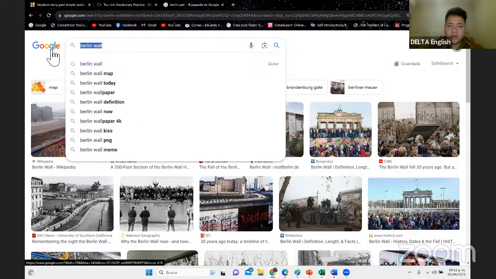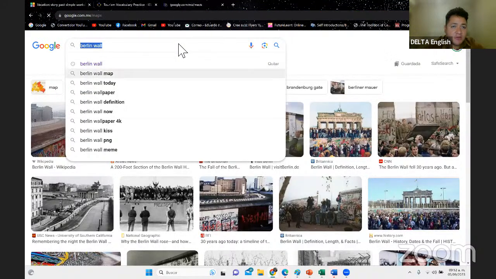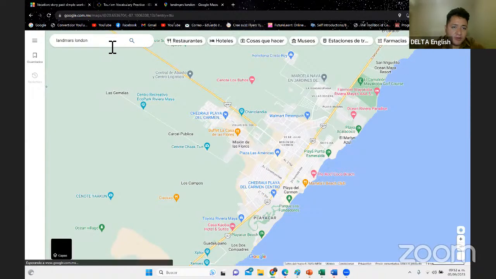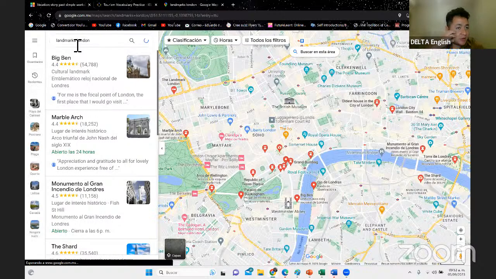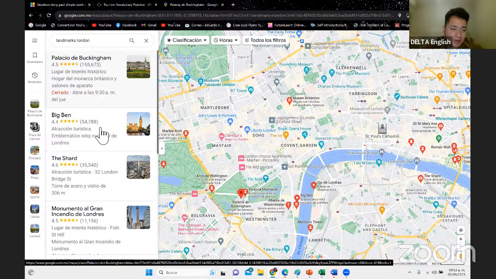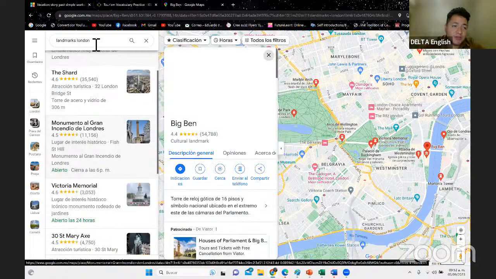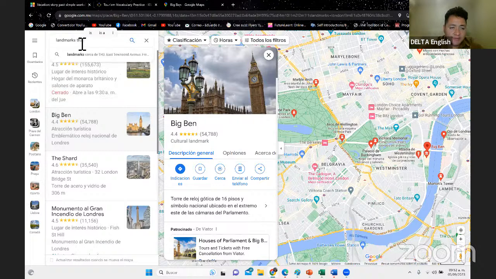So when you are a tourist, you can go to Google Maps and I think there are even options where you can find landmarks. If you search the city, landmarks, London, then all the landmarks appear: Buckingham, Big Ben, The Shard, the most important places. So something you can do for any city you visit is just look for landmarks. Landmarks in the Netherlands.